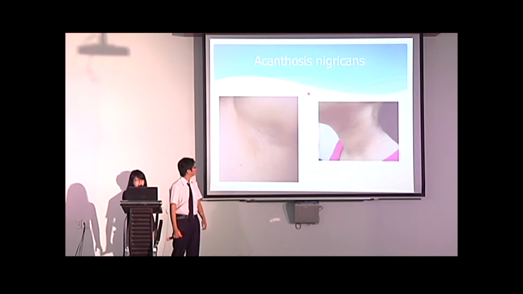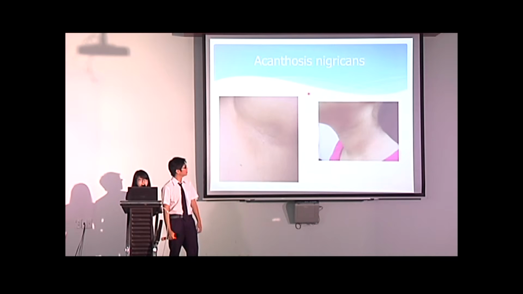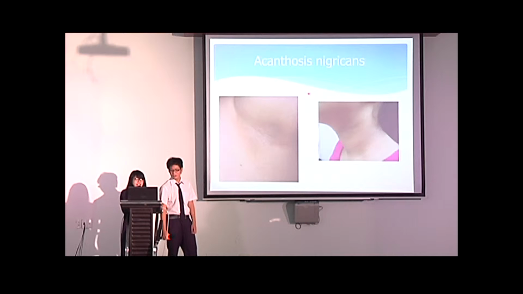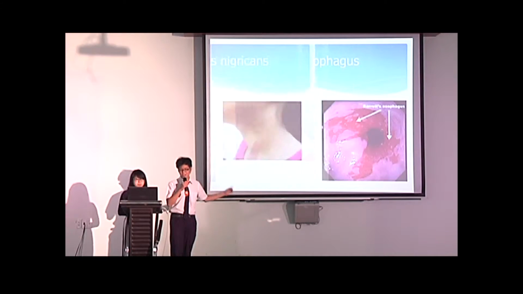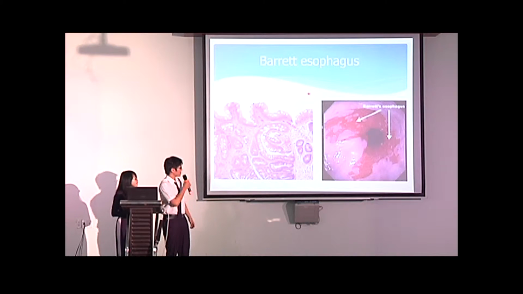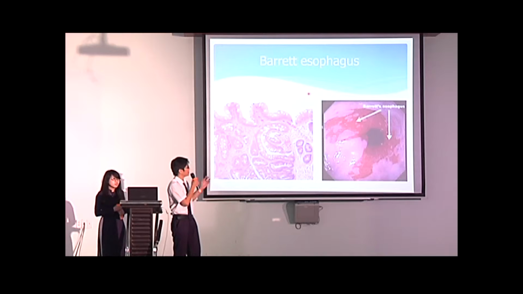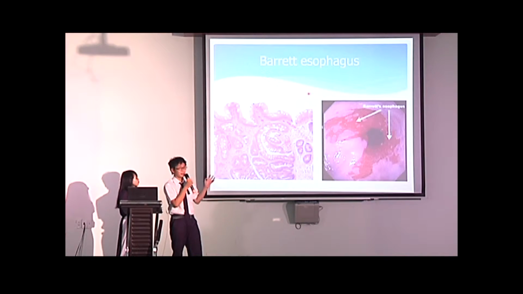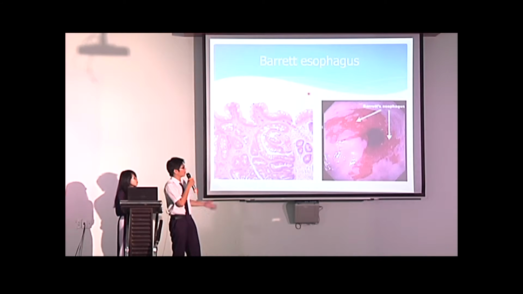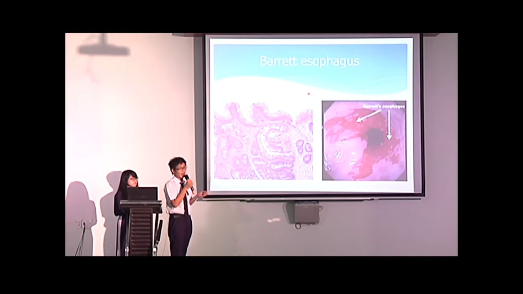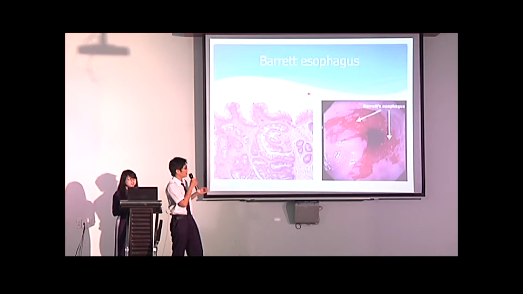Acanthosis nigricans is a skin disease characterized by dark patches in the body folds. It can be benign or malignant. This is the picture. Next is Barrett's esophagus. It is a syndrome characterized by the replacement of the squamous cells in the esophagus by columnar epithelium.